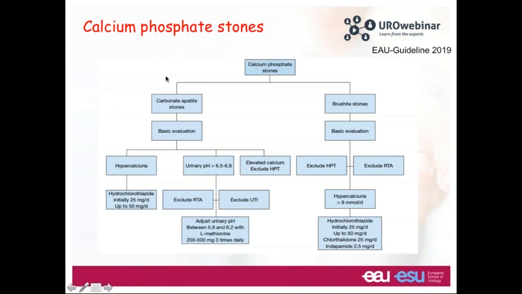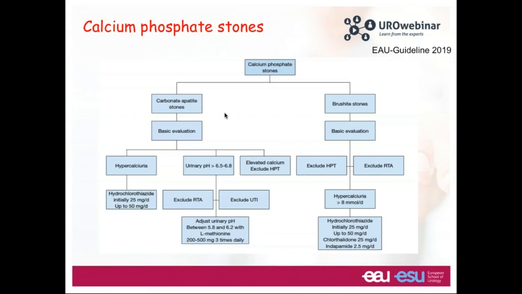If you have a carbon apatite stone, after the basic evaluation of the patient, if you have hypercalciuria, you give hydrochlorothiazide. If your urine pH is more than 6.5 to 6.8, you have to exclude either the urinary tract infection or the renal tubular acidosis. And of course, you have to adjust the urinary pH, and then you may have to give L-methionine to these patients with carbon apatite stones.